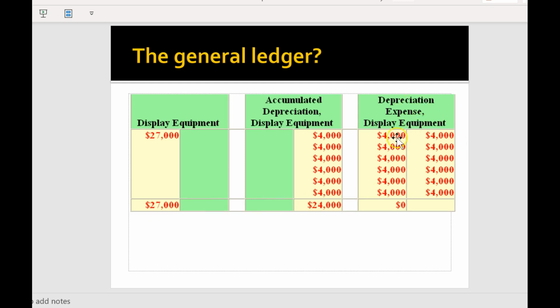The depreciation expense, every year we debit expense, but then we close them out. So we debit expense, credit accumulated depreciation. At the end of the year, we have to close it out. You would be crediting the expense, debiting income summary, right? Remember? So we are closing it out.